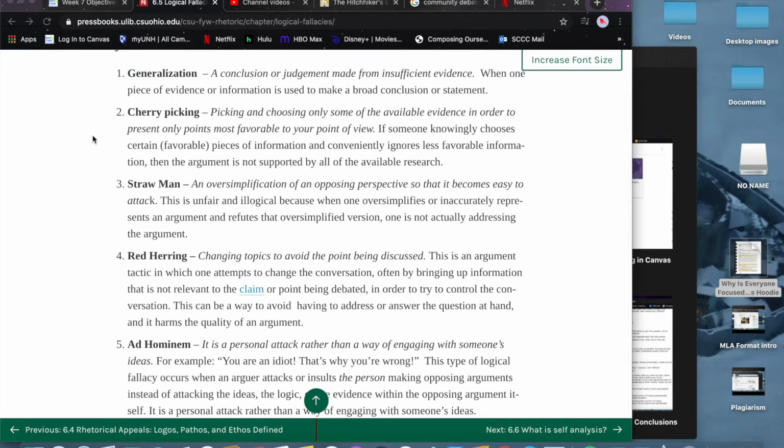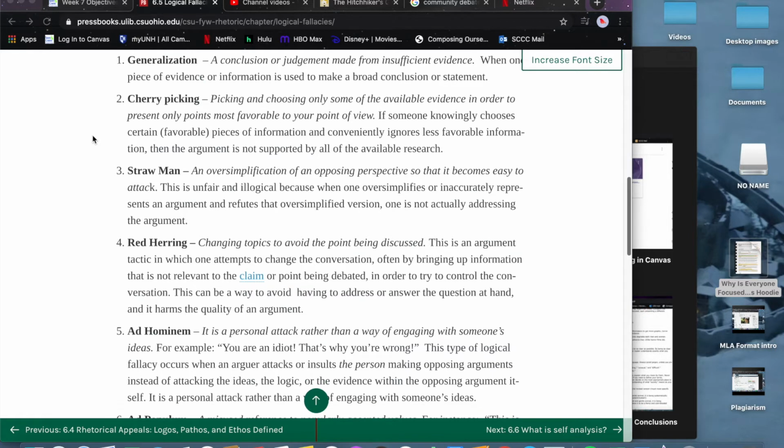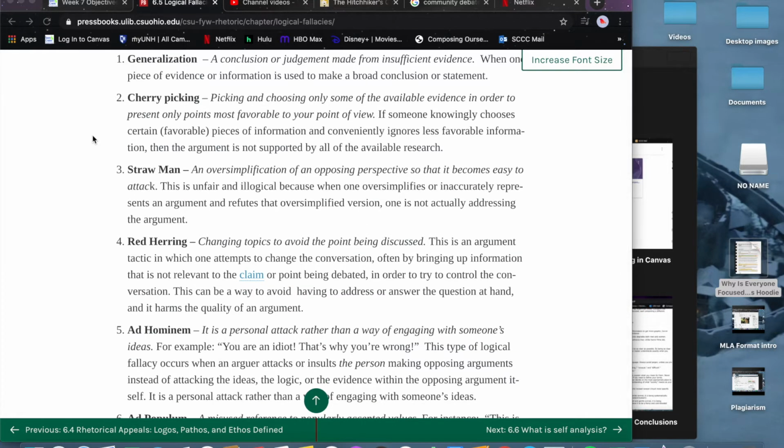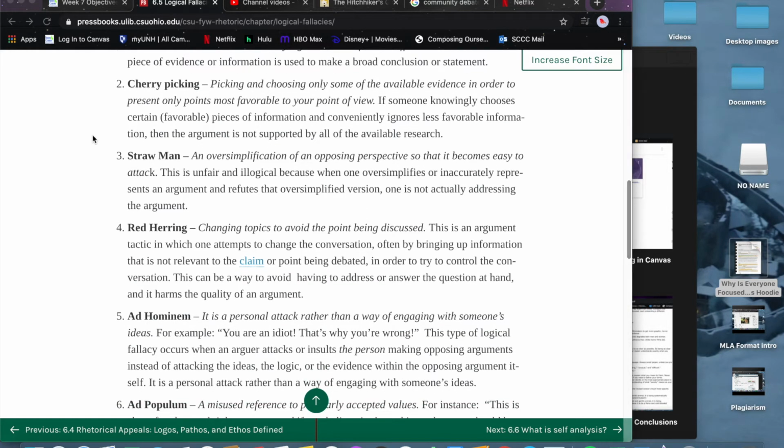Okay, so when a small piece of evidence or one piece of evidence is used to make a broad statement, I'm going to talk about that in the example that I show you in a little bit. Cherry picking: picking and choosing only some aspects of the available evidence in order to present the most favorable ones, the ones that support what you're trying to say.